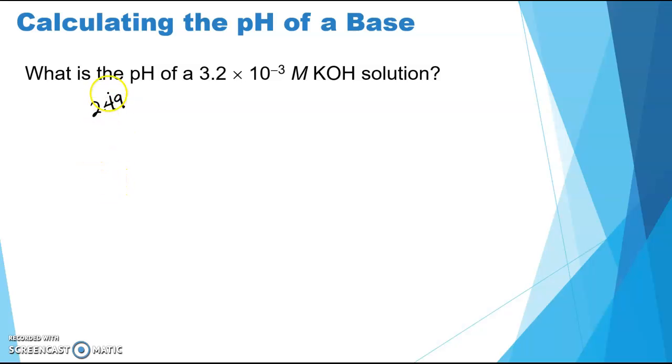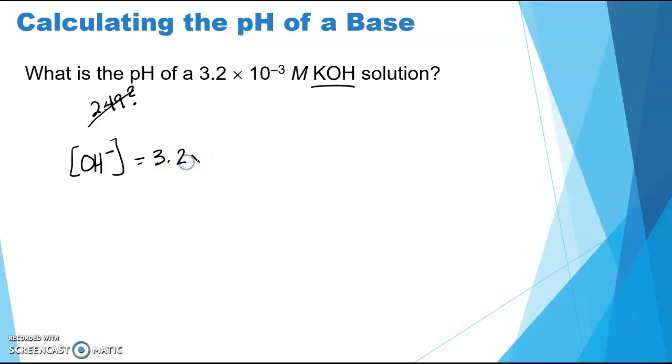I would get 2.49. However, let's stop and think about this for a second. Is that an acid? Oh, heck no. That's a base, right? But this is a really acidic value, so what did I do wrong? Well, this value given here is not the hydronium ion concentration. It's the hydroxide ion concentration. That's what it's given me.